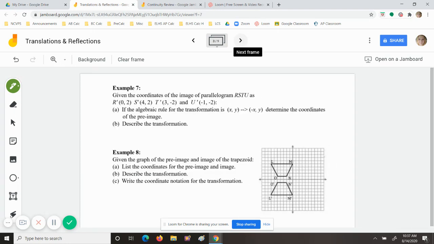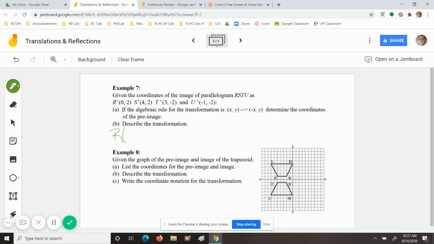All right. Let's take a look at this next one. If the algebraic rule for this transformation, notice it gives you what's called the image. Okay, so this is after a transformation has happened. If the algebraic rule for the transformation is xy goes to negative xy, determine the coordinates of the pre-image. So we're going to have to work backward. Okay, we want to find the pre-image. We want to find what it was originally. So let's find those original coordinates.